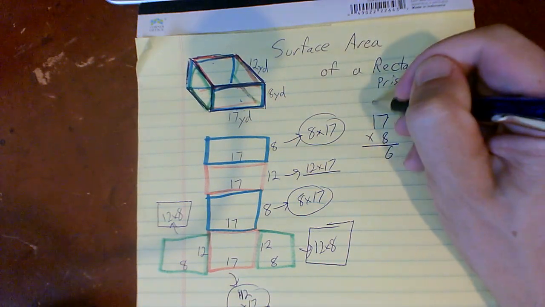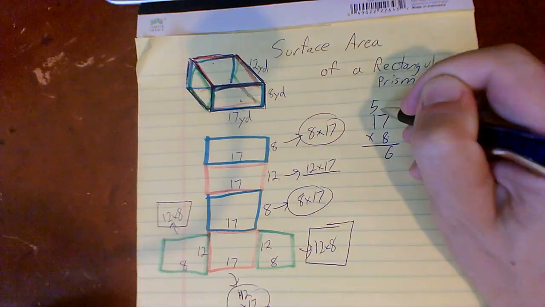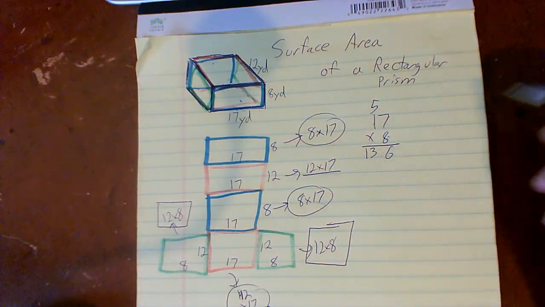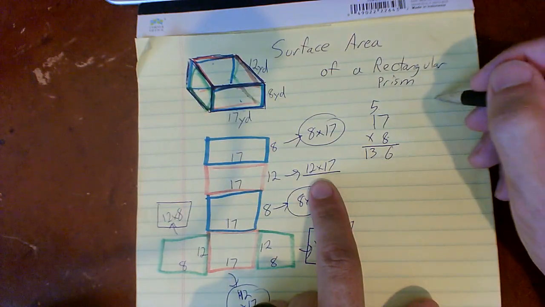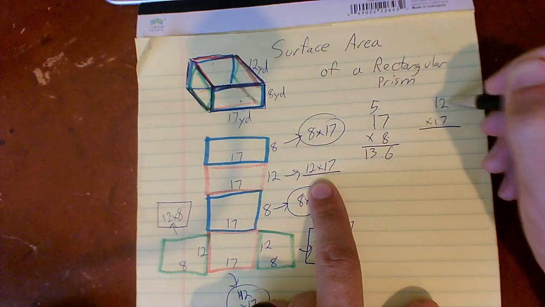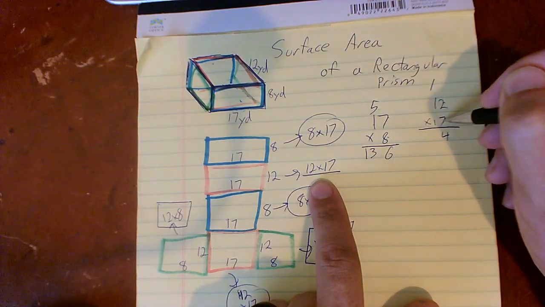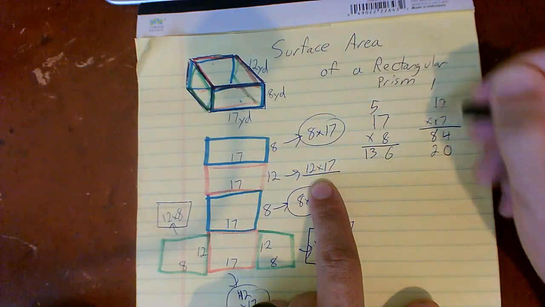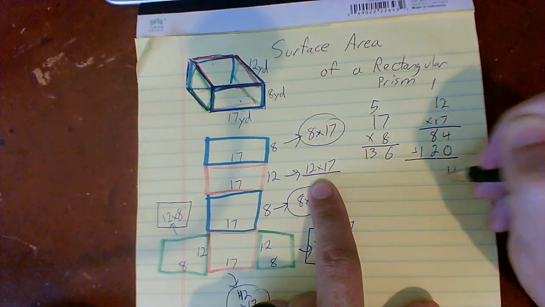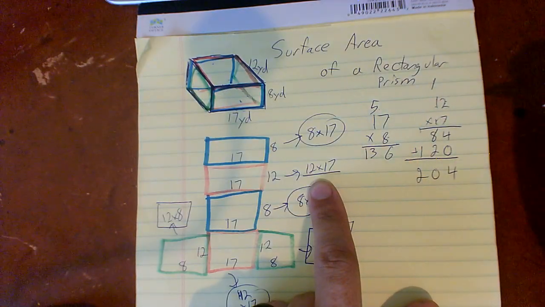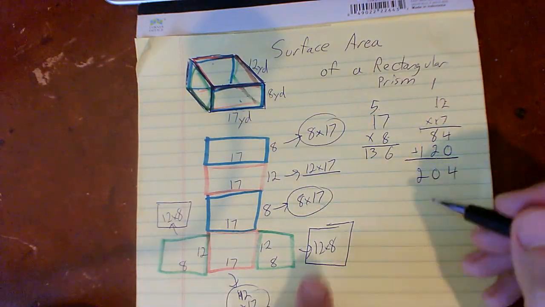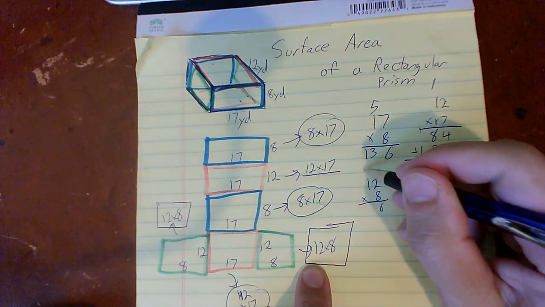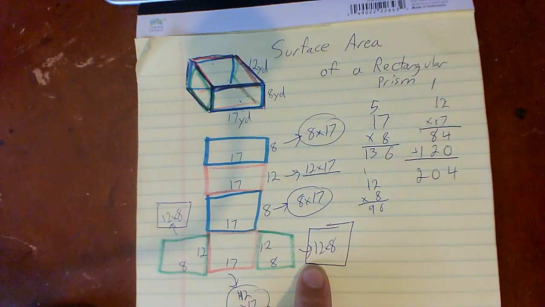8 times 7, 56. 8 times 1 is 8, plus 5, 13. So I've got 2 that are 136. Now I've got 12 times 17. 7 times 2 is 14. 7 plus 1 is 8. 1 times 2 is 2. 1 times 1 is 1. Add it together. 204. So I've got 2 that are 204. 12 times 8. 8 times 2 is 16, 96.